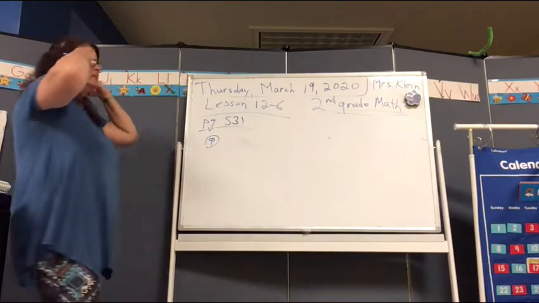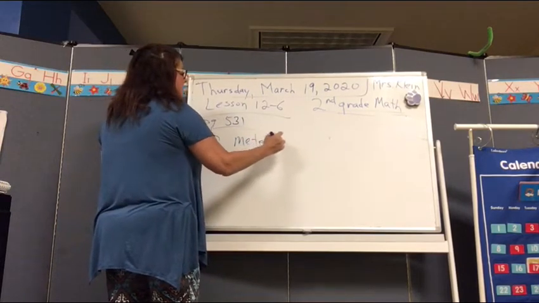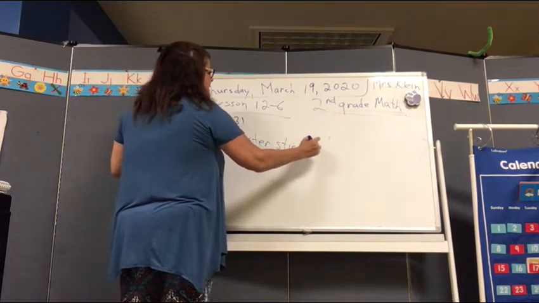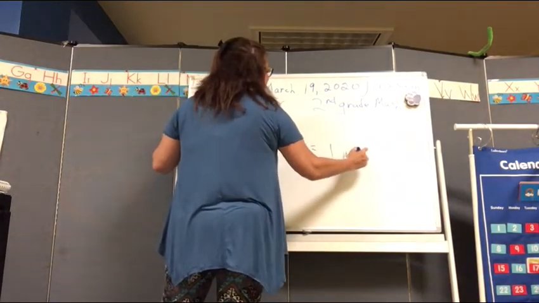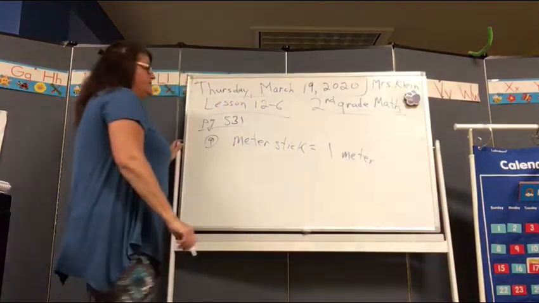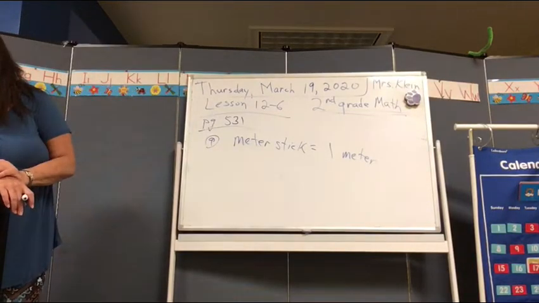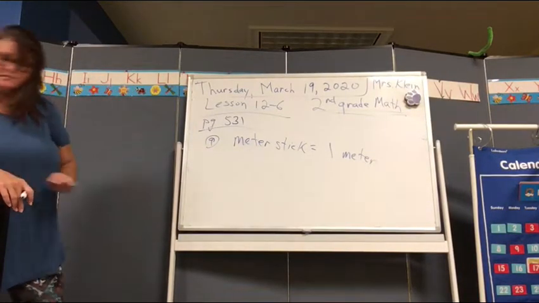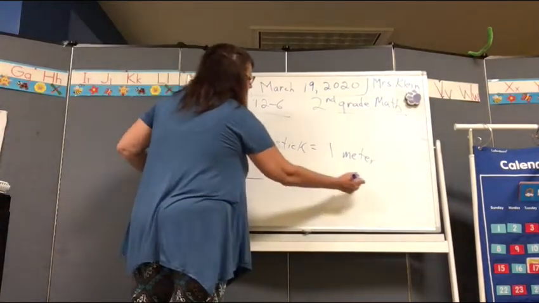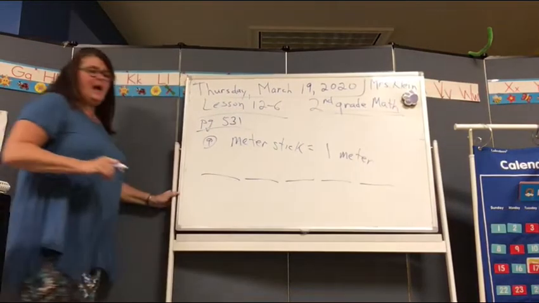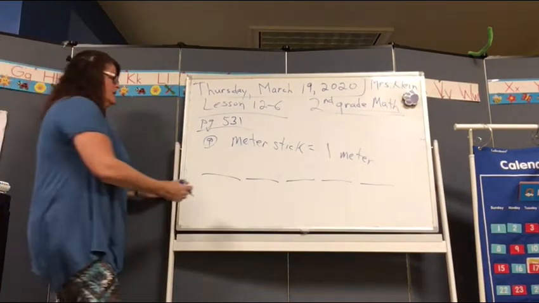So, a meter stick equals 1 meter. It's a stick that is 1 meter long. If he puts the stick 5 times along the fence, how many meters long is the fence?